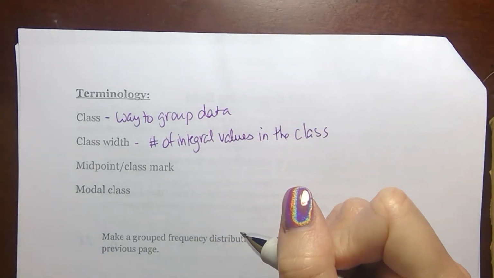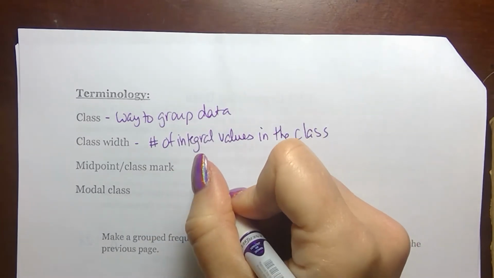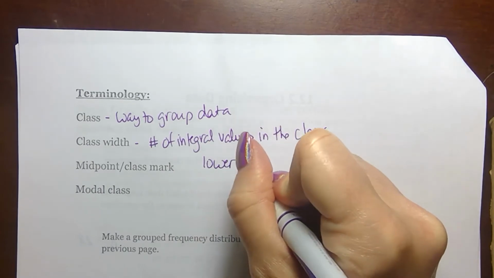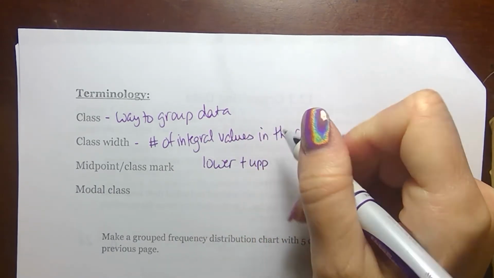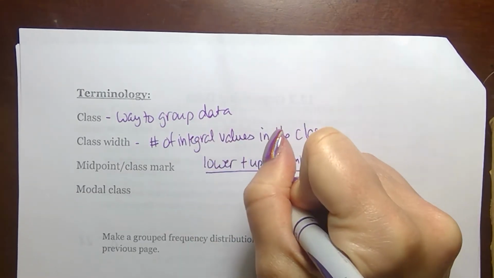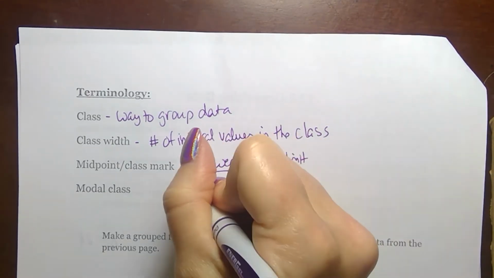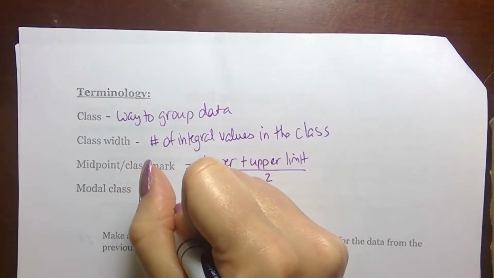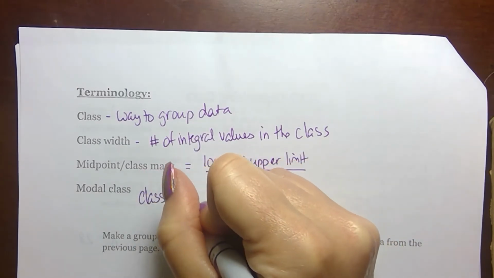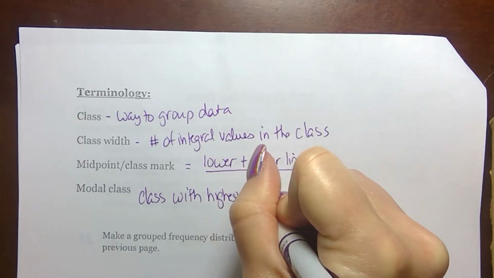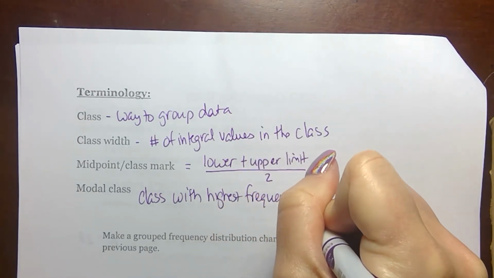The midpoint, or the class mark, can be found by finding the average of the lower and the upper limits. So if I take the lower limit of the class and the upper limit of the class, add them together and divide by 2, I find the midpoint, or the class mark. My modal class is what we call the class with the greatest frequency, the highest frequency. The one that shows up the most.